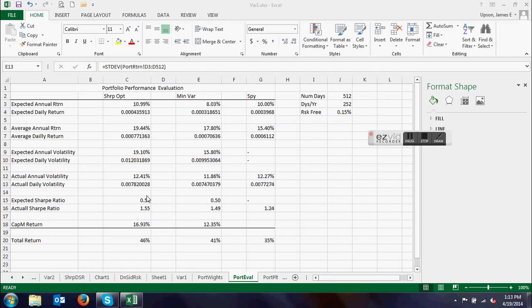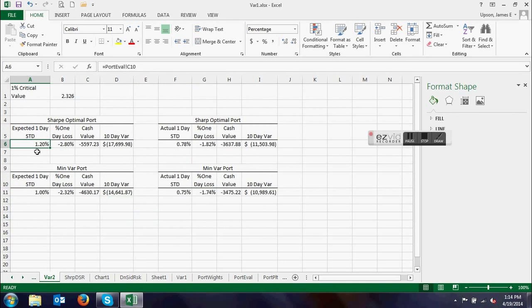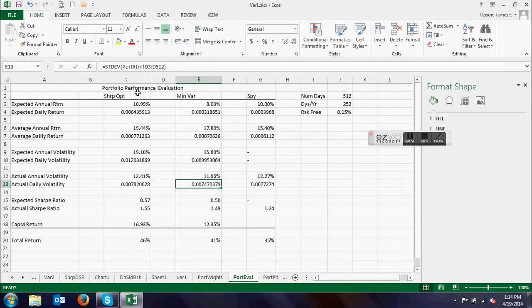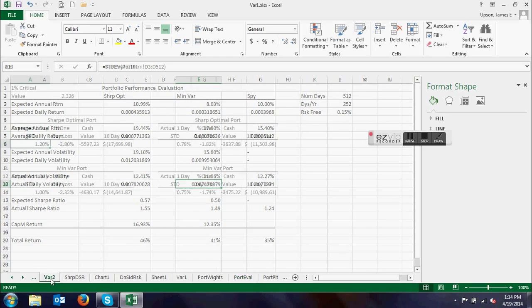Anyway, so from the portfolio evaluation, we want to use our expected daily volatility. What we're always looking for on value at risk is the volatility. We'll make the assumption that it is normally distributed. So in VaR 2, what we're looking for is the expected one-day volatility. This is from port evaluation C10, expected volatility.